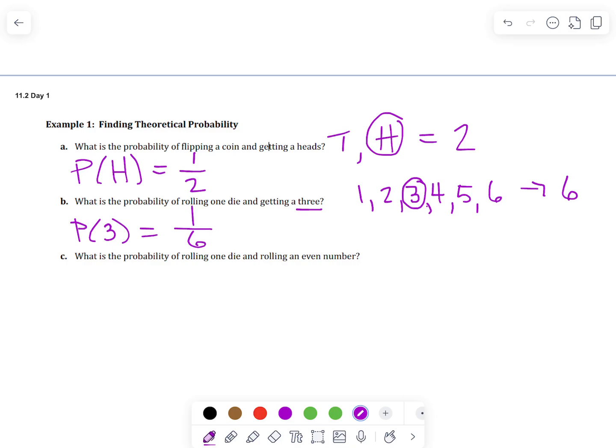What is the probability of rolling a dice again and getting an even number? So if we go up here, evens are 2, 4, and 6. So how many favorable outcomes is that? That's 3 out of 6. So the probability of an even: 3 favorable outcomes out of a total of 6 in your sample space.